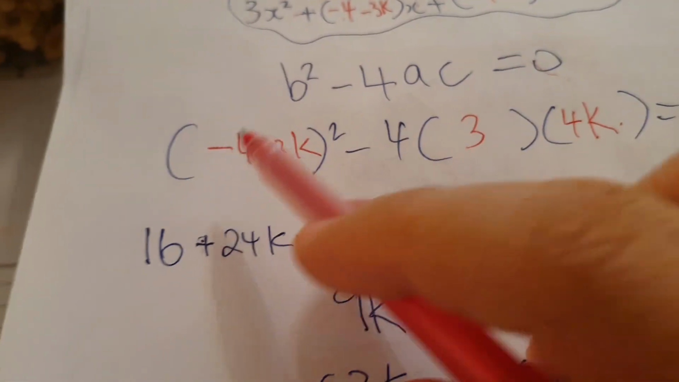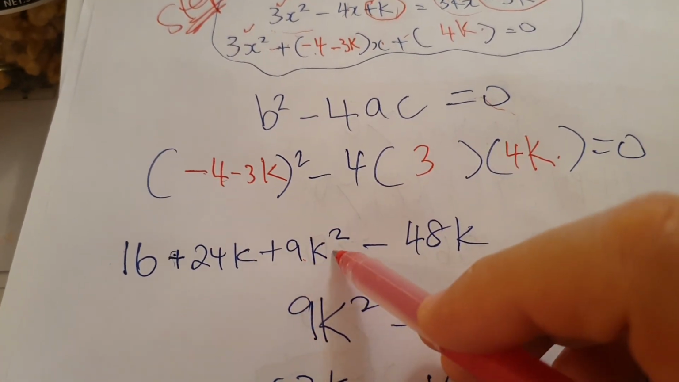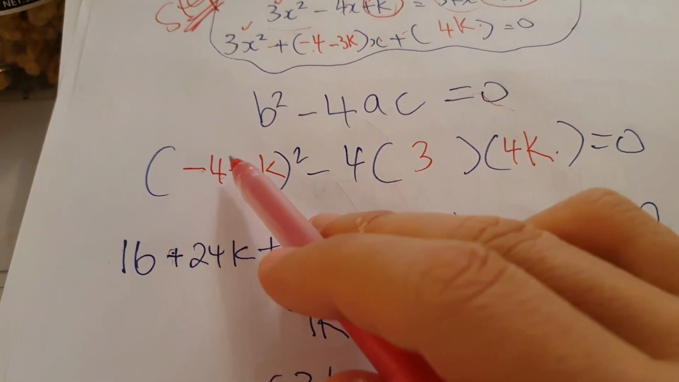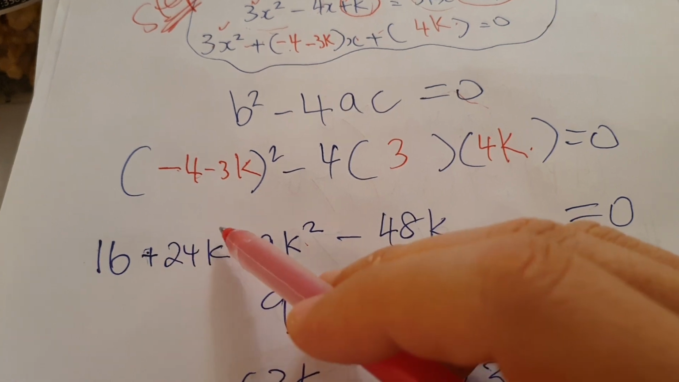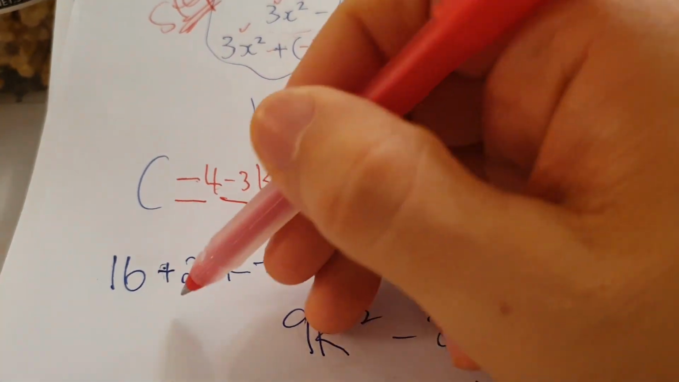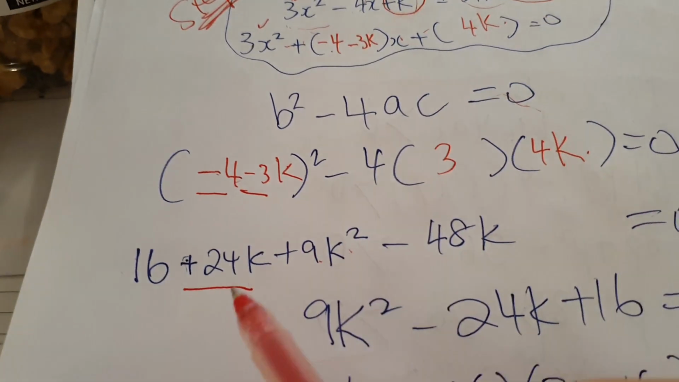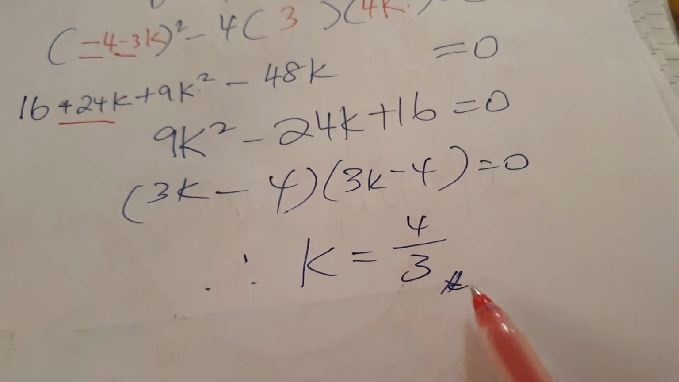Then you square this, you get this. Then you see carefully, minus times minus is plus. This times this is 12, then you times 2. If you don't know, just press calculator. Minus 4 times minus 3, then you times 2. The calculator will tell you it's 24, which means it's plus 24. Then you work it out, then you get this answer already.